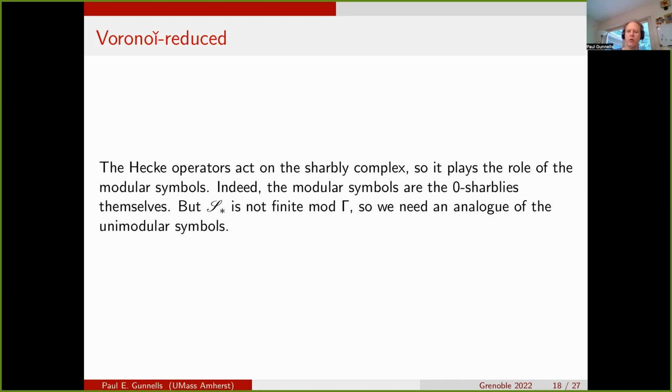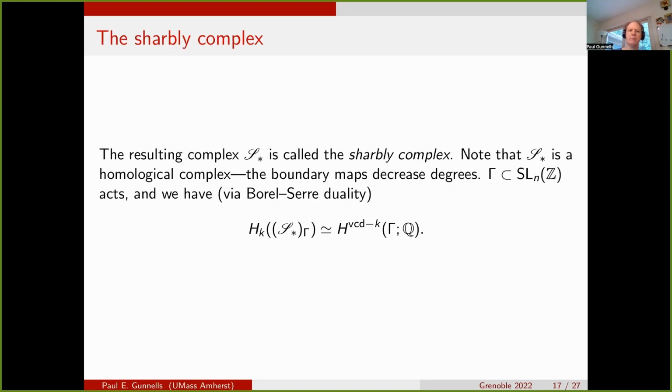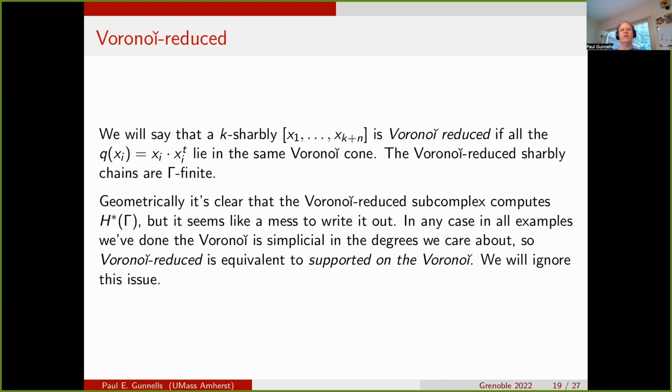And that's going to be this notion of Voronoi reduced. Let's say that a k-Sharbley is Voronoi reduced if, when you take these vectors that are defining it, those are nonzero integral vectors, we can make a rank 1 quadratic form out of each in the standard way, and then we get something living on the boundary of the cone of positive definite symmetric matrices. So we say something is Voronoi reduced if, when I do that, all those points live in the same Voronoi cone.